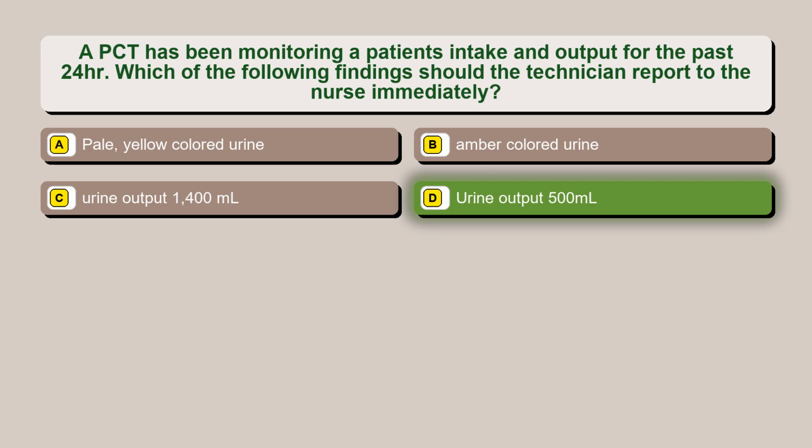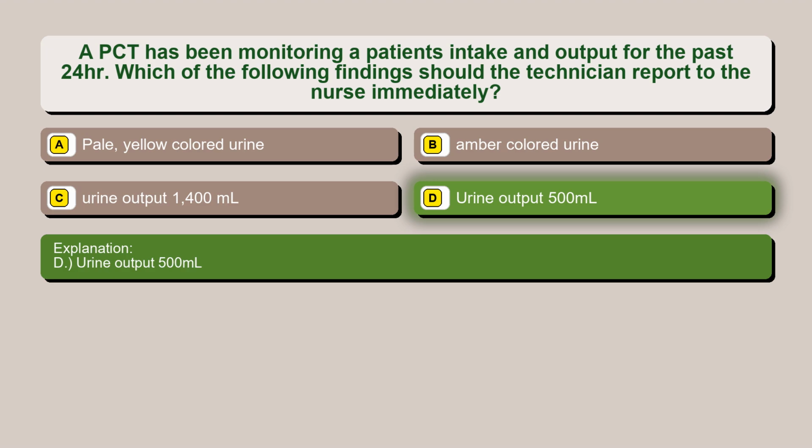The correct answer is option D. Urine output 500 ml. D.